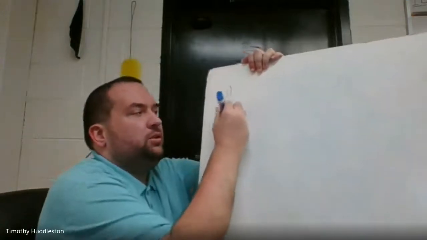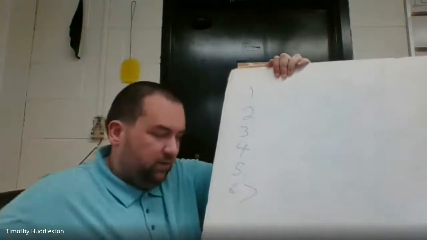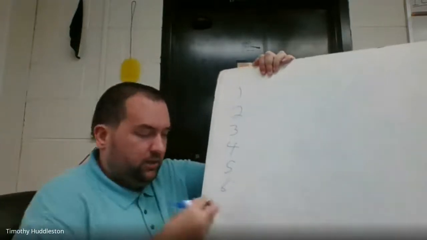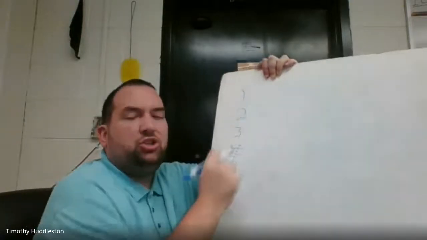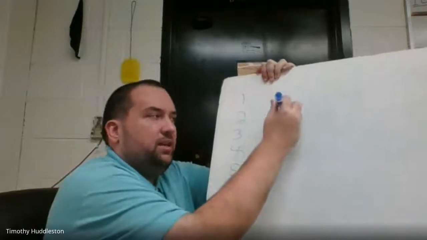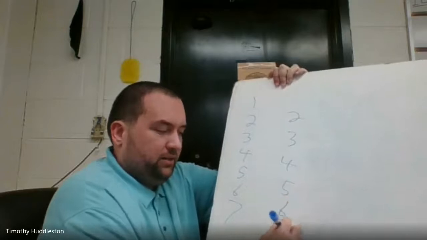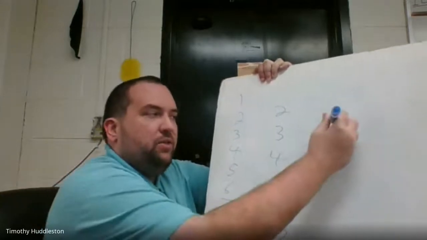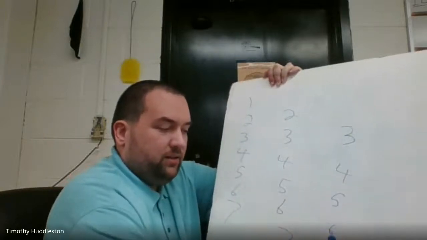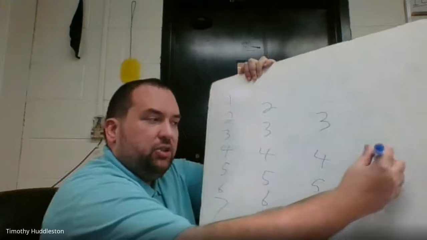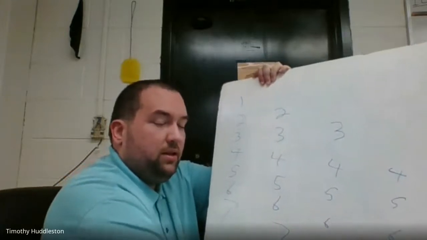So 1, 2, 3, 4, 5, 6, 7. Okay. And then beside your vertical, I want you to put 2 beside the 2 and then go down and number it to 7 again. So 2, 3, 4, 5, 6, 7. And I want you to do the same thing beside the 3. 3, 4, 5, 6, 7. And then I want you to do the same thing beside the 4. So 4, 5, 6, 7.